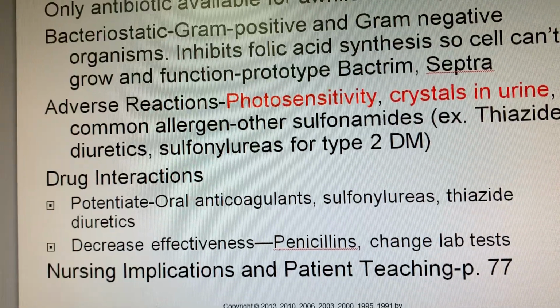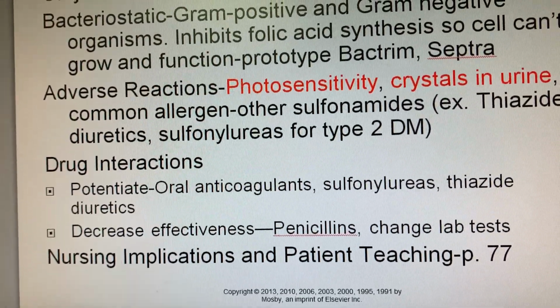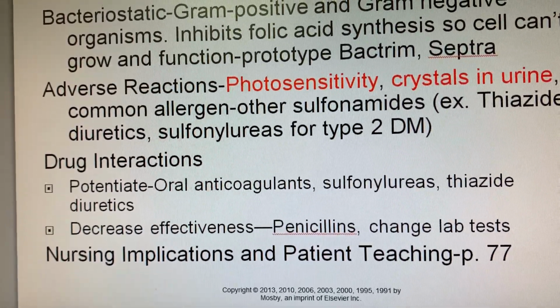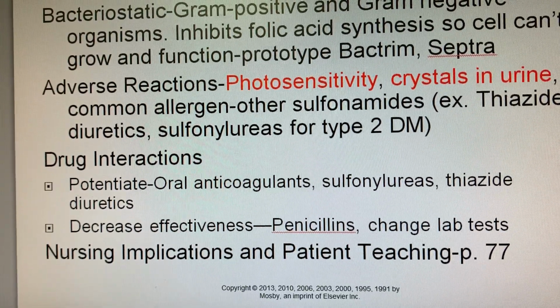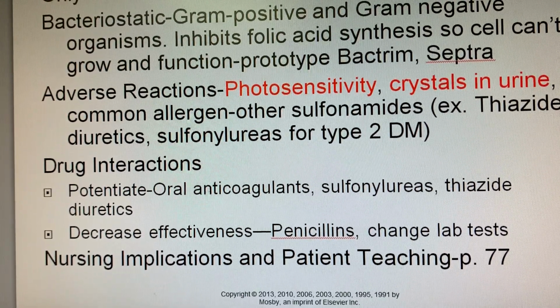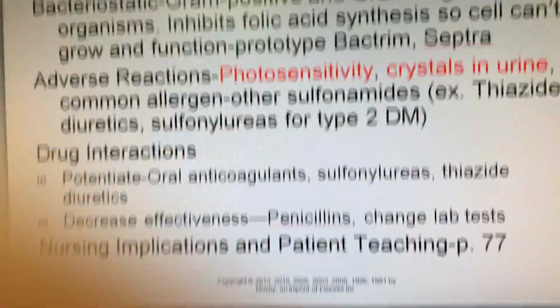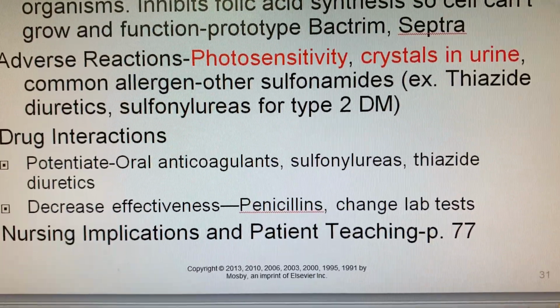On page 77, we see nursing implications and patient teaching for these sulfonamides. And the main thing is cover up in the sun and drink lots and lots of fluids. It's the best thing we can teach our patients taking these drugs.